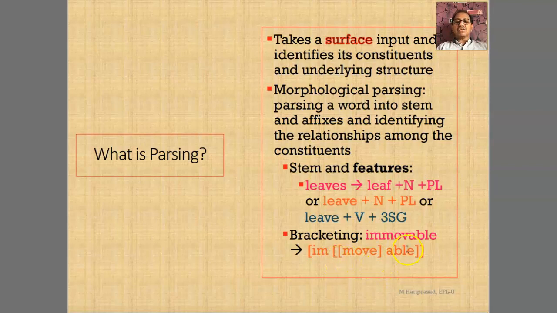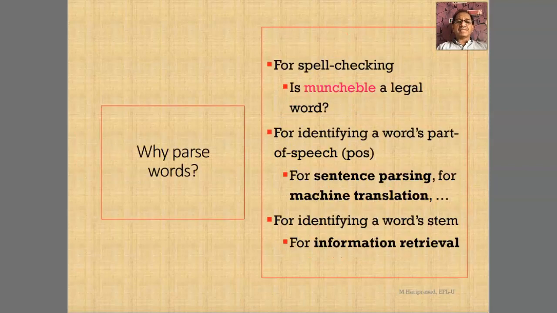So this can also be represented in terms of trees. So move attaching to able, and im attaching to movable. That is parsing and morphological parsing.